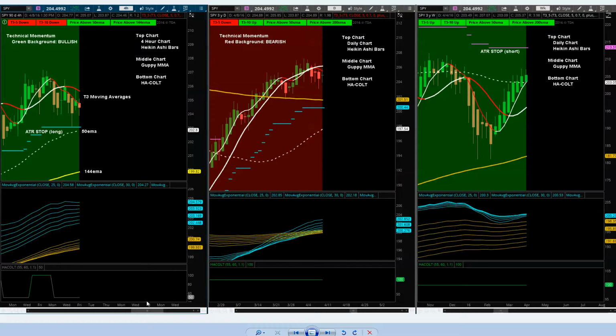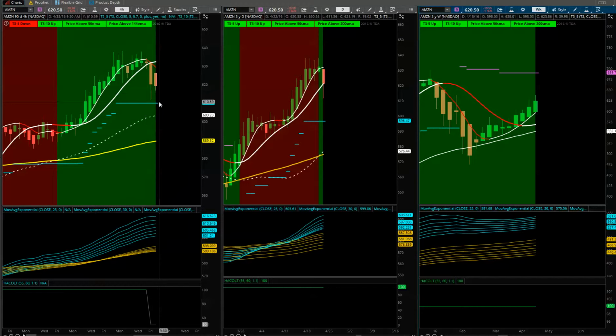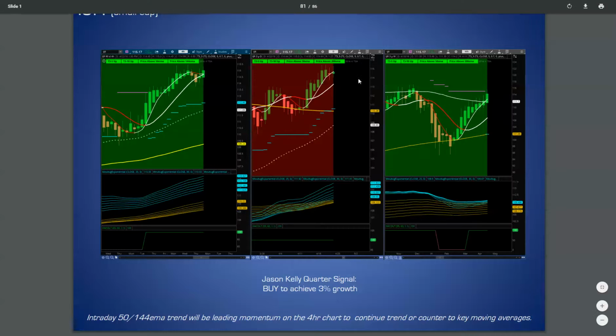Again, looking at the charts, using the average true range to give you support. Whether it's on a 4-hour, daily, or weekly, you'll look for the pullback on the smaller time frame. And then keeping you in the trend, whether you use the average true range as a stop, or whether you use the Heiken Ashi bars with a color background to keep you in. Again, you can go back and apply this to all the charts that are used in the study based from the weekly supplemental technical momentum outlook, from the futures all the way down to the total stock market index that you may find each week in the newsletter here at tradingfibs.com.